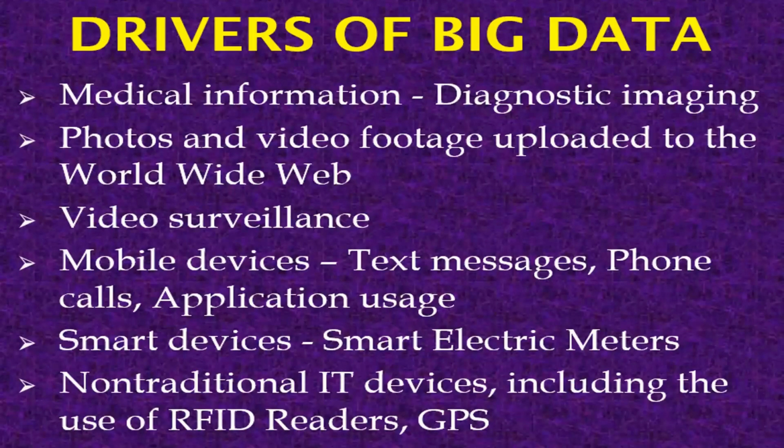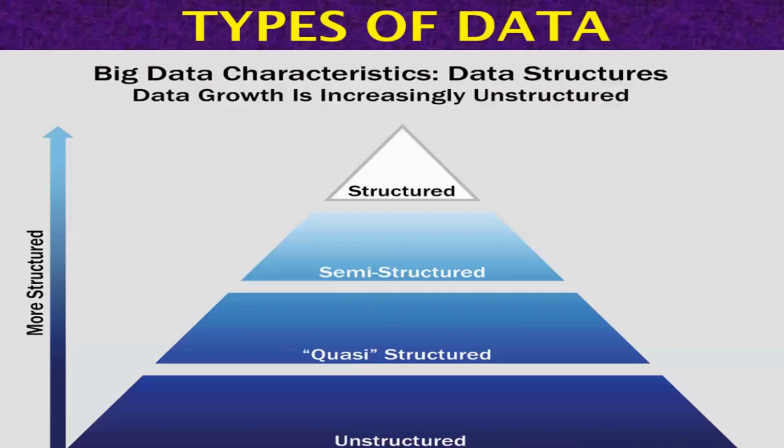And we discussed how data will be generated: medical diagnostic images, and photos and videos uploaded to the internet. There are devices that will generate the data, like mobile devices, smart electric meters. There are so many ways we are getting data, and even data is divided into, as I mentioned, structured, semi-structured, quasi-structured, and unstructured. We already discussed what these 4 types are.